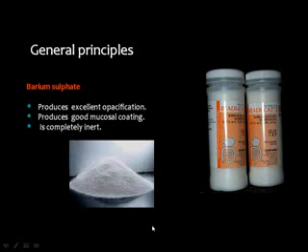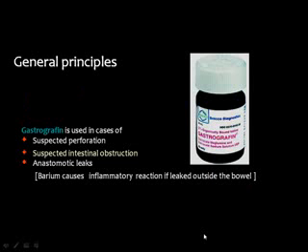And these are the barium preparations. Barium originally is a powder which can be dissolved in water and given to the patient. But nowadays we have ready-made preparations of barium, and they are also disposable, used for only one case. Then you need not prepare barium anymore.